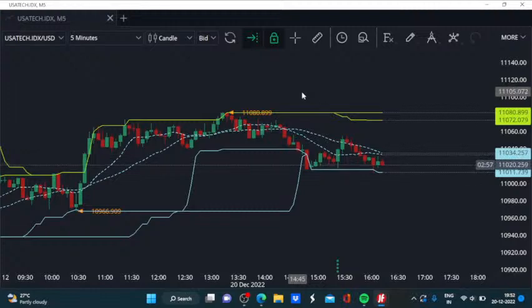Prior to that, we also saw the developments for the currency space, where we have seen JPY being one of the strongest currencies with bullish momentum against the dollar, followed by CAD, and NZD being the most bearish for the day so far.